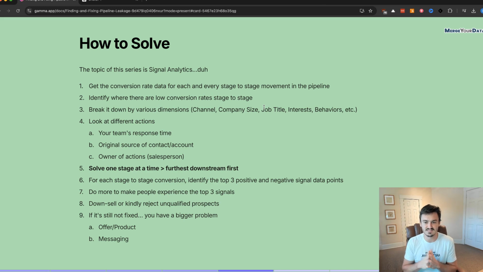Five, solve one stage at a time. We're going to start with furthest downstream first. So we're going to look at the bottom of the funnel first, the end of the customer journey, and we'll talk about it on the next slide as to why.